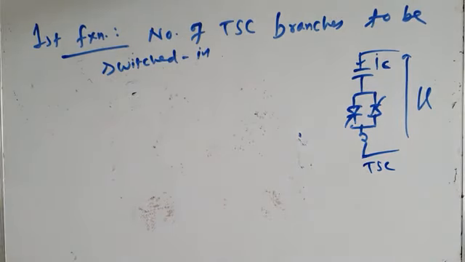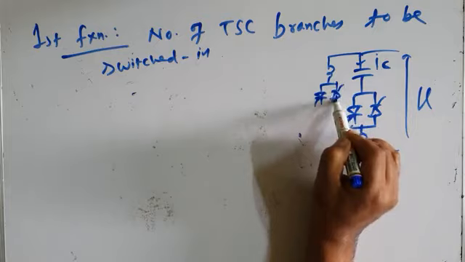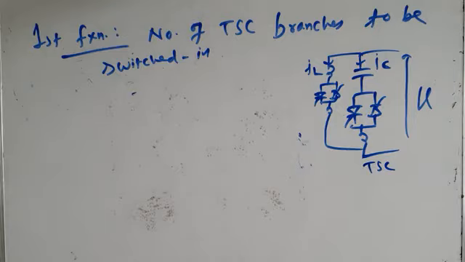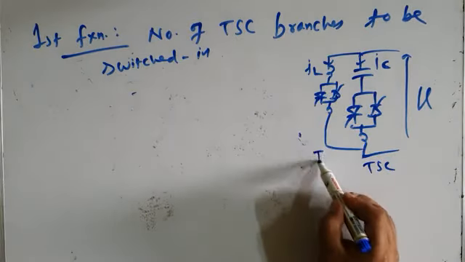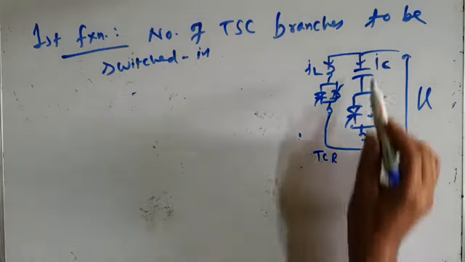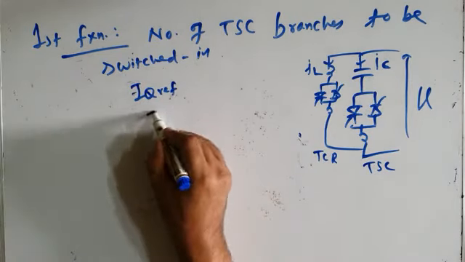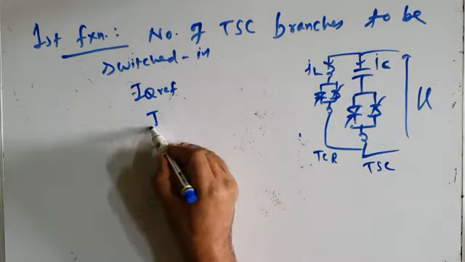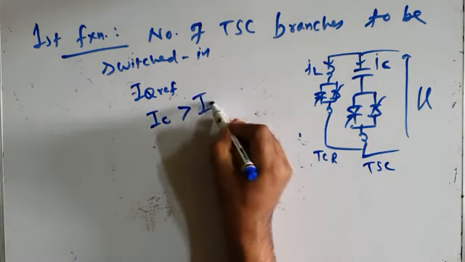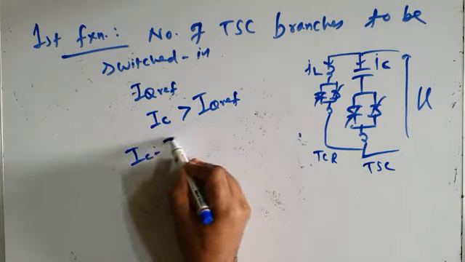And simultaneously, it also has to find the current drawn by your TCR. How much current TCR has to draw, IL, depends upon the surplus reactive current. If IQ ref is the reference capacitive current, and when you turn on all the TSC branches, let's suppose IC is the total capacitive reactive current. Now this IC may be greater than IQ ref. So you have to find the difference between the two, IC minus IQ ref.